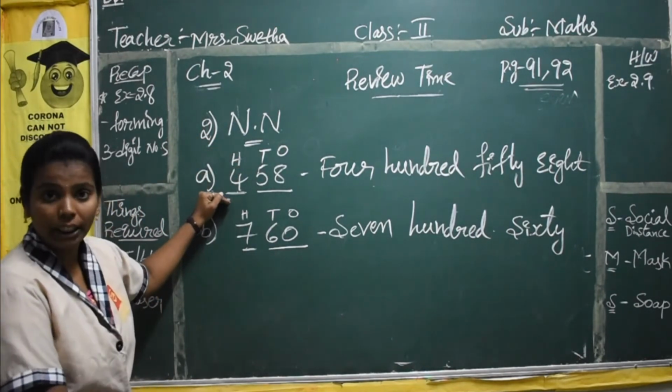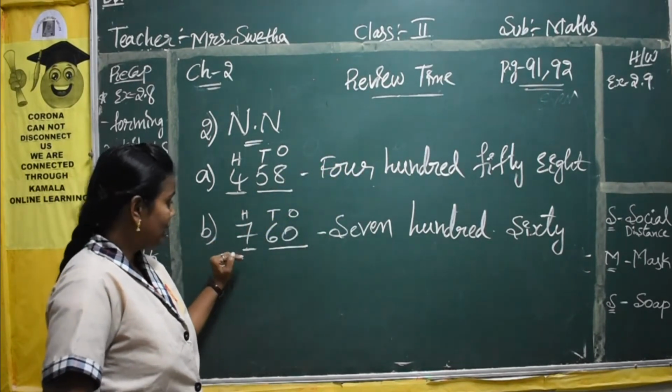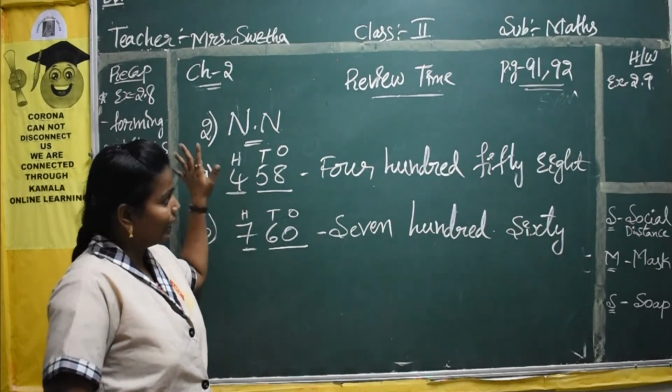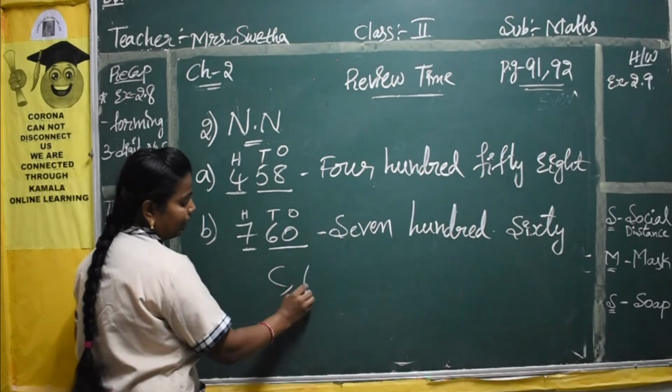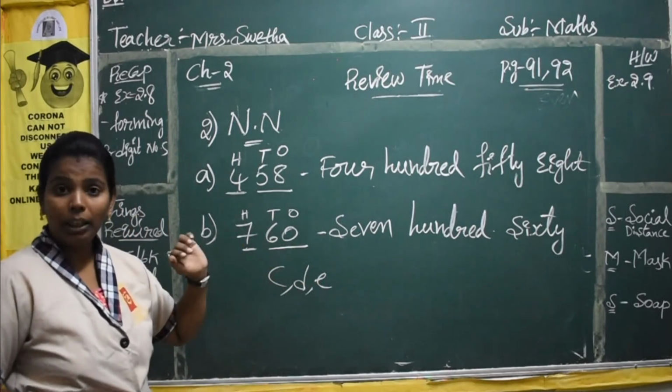So the first question is 458, and we have written the name of the number. The second one is 760, and we have written the name of the number. Okay, this is about your second bit. In this bit you have C, D, E, so C, D, E will become your homework.